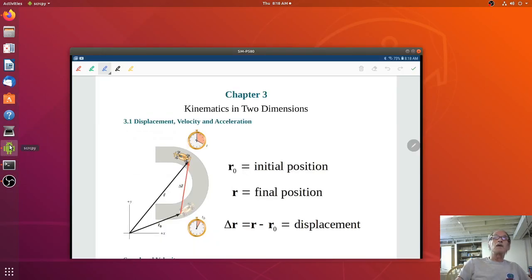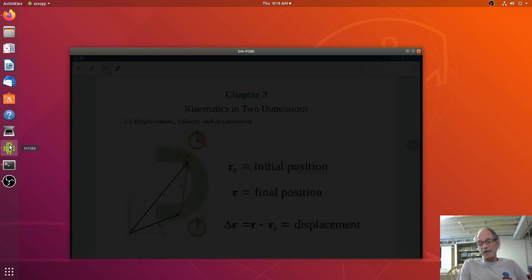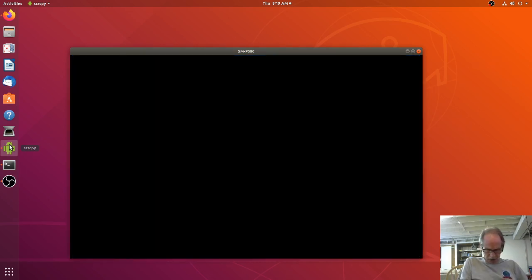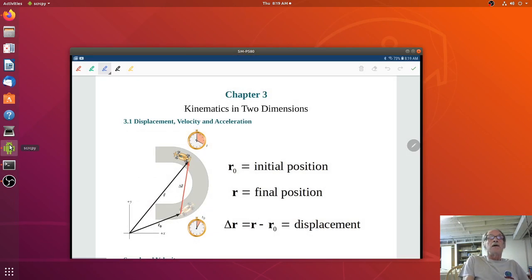Chapter 3 is a combination of chapters 1 and 2. In chapter 1, we learned about vectors, x and y components. That's going to be important in this chapter. And in chapter 2, we learned about position, velocity, acceleration and time, describing motion, and that's going to be important also.